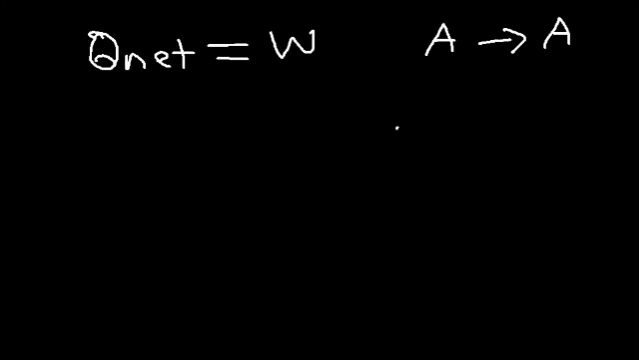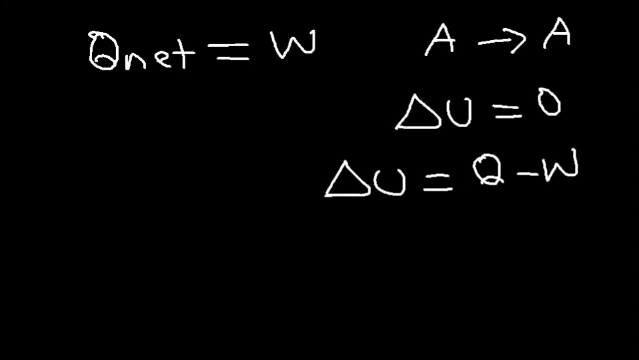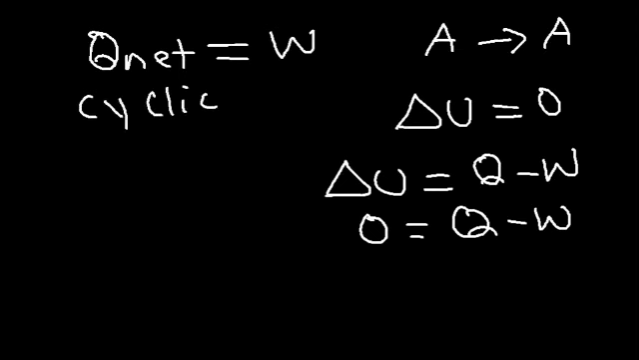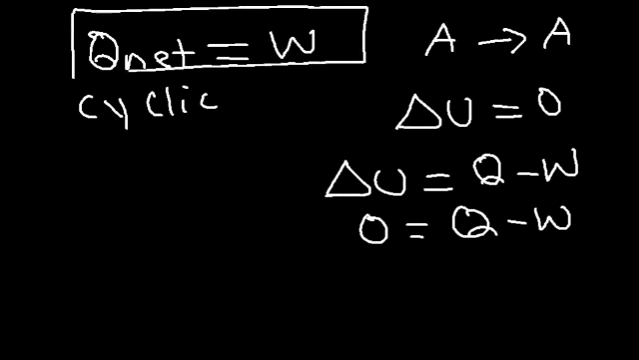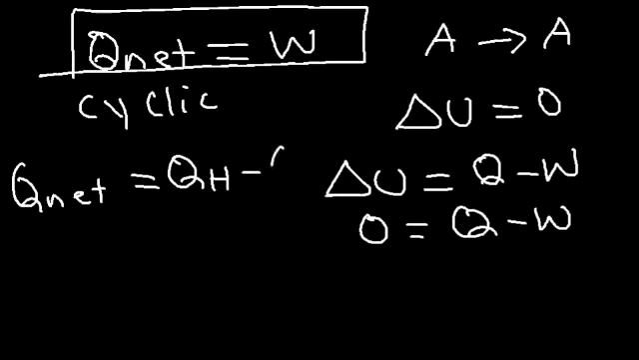And also, the net heat flow during a cyclic process is equal to W, because as you start from position A, going to B to C to D and back to A, going from A to A, the change in internal energy is 0. And since delta U is Q minus W, if delta U is equal to 0, that means Q has to equal W. So for any cyclic process, the net heat flow is basically W. The net heat flow is the amount of heat that enters the system minus the heat that leaves the system.